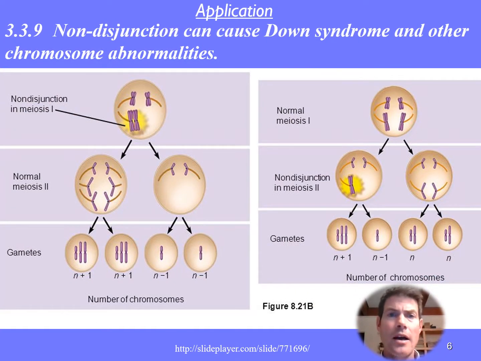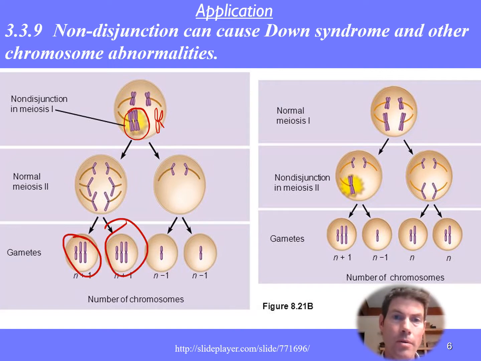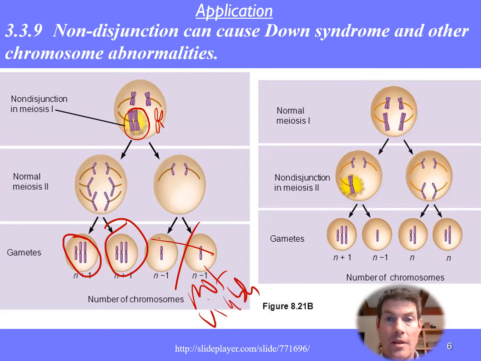We talked about non-disjunction. We see right here, this chromosome should be over here, but instead it sticks. And what that creates is an imbalance. We have these two eggs or sperm with an extra chromosome, and these ones don't have enough. Now, typically these are not viable. Missing one, that embryo won't develop.